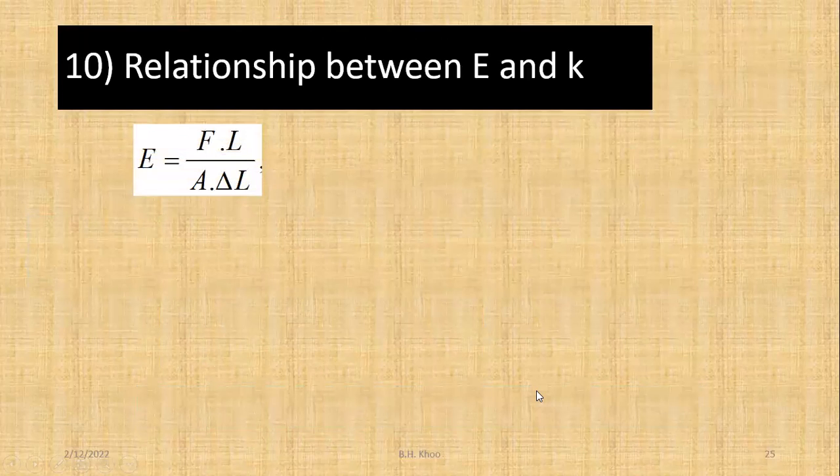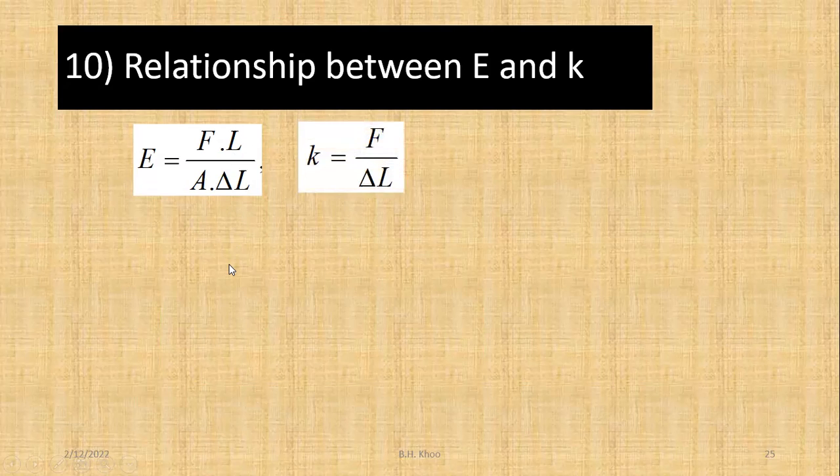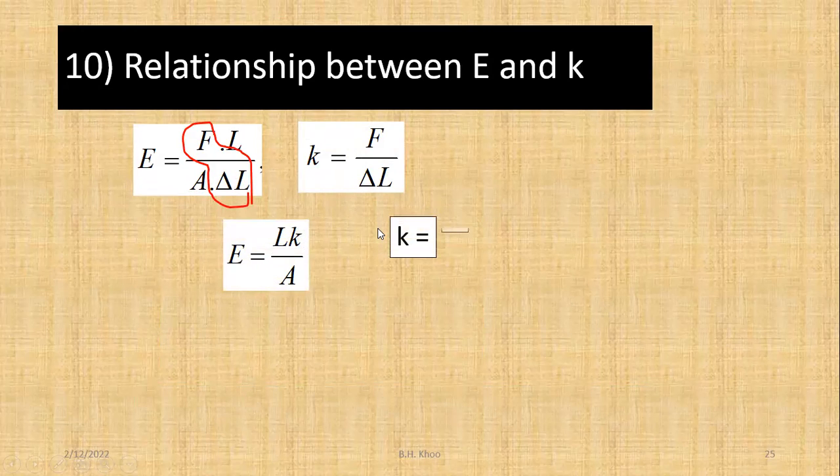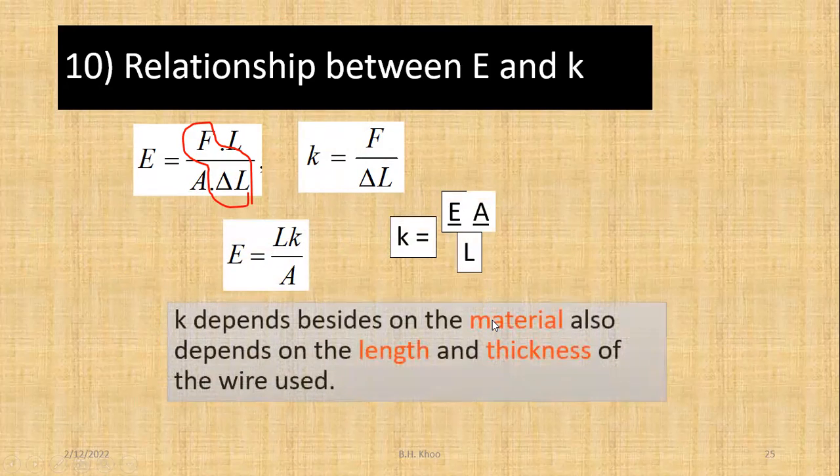Relationship between E and K. Go back to our derivation just now: force times original length, over cross-sectional area, times extension. Then go to our definition for K, F divided by extension. Then group it up, this one is your K. You get our answer. So K becomes E, take the A across, take the L down, cross multiply. That's all we get. So we can see from here, K depends on the material, depends on cross-sectional area, depends on length. That's what we said originally, so it's not a good constant.